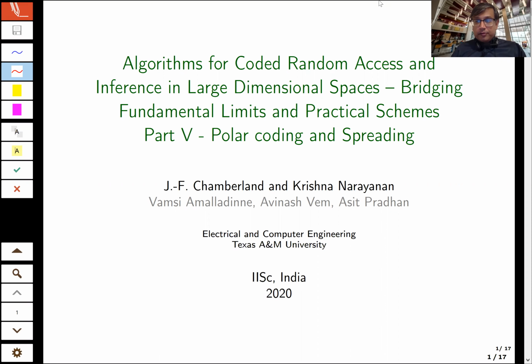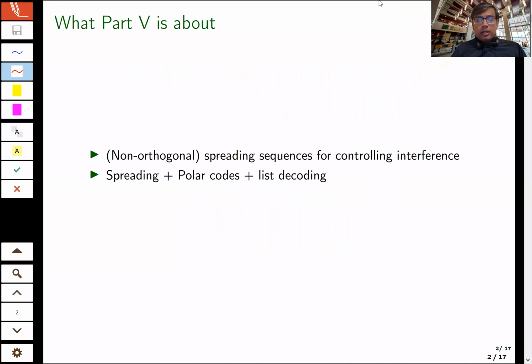And in part 5, I want to talk about another coding scheme for the unsourced multiple access channel. This coding scheme is different from what we talked about in the last part. In particular, this uses the idea of spreading sequences for controlling the interference between the multiple users. Remember, in the last part, we used this idea of sparsifying collisions and using a message passing decoder. Here, we're going to use spreading sequences as a way to minimize the interference between users. And we're going to use that in conjunction with polar codes and a list decoder.